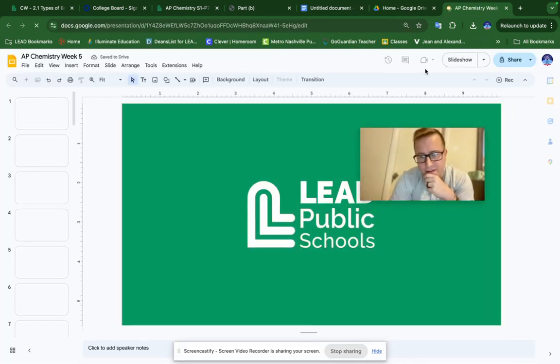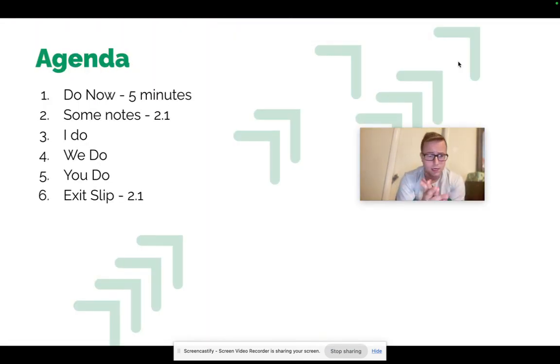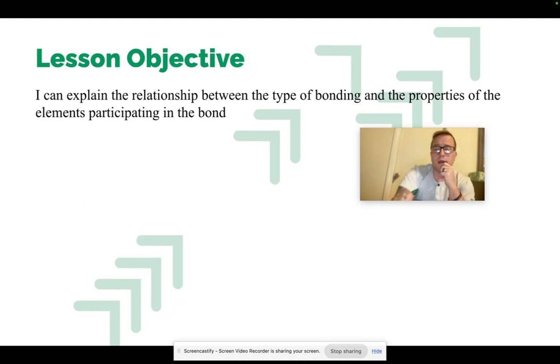Okay, we're on week 5, day 1. Okay, agenda today. Do now. We have some notes, 2.1. We have our I do, our we do, our you do, and a little exit slip. Our lesson objective today is I can explain the relationship between the type of bonding and the properties of the elements participating in the bond.